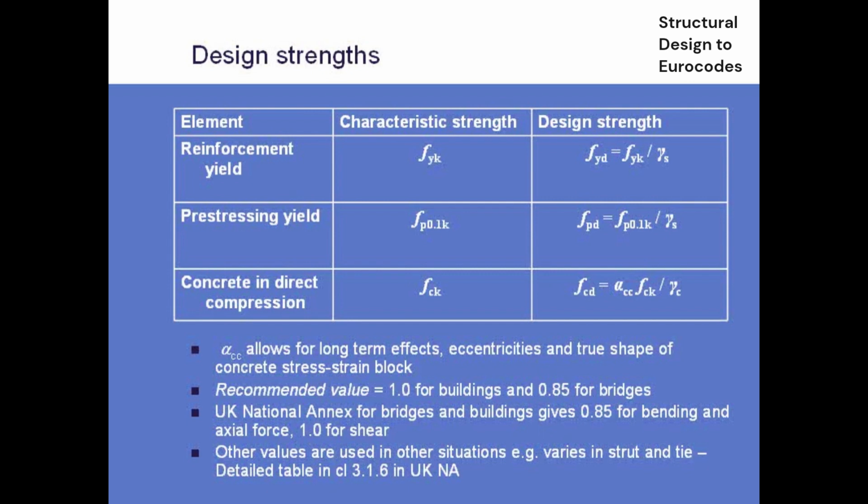For pre-stress, again, we'll see the stress-strain curve for pre-stress in a minute, but one of the parameters for pre-stressing is the 0.1% proof stress, which is the nearest equivalent to yield in pre-stressing. And again, we'd get the design value by dividing by gamma S, again 1.15.